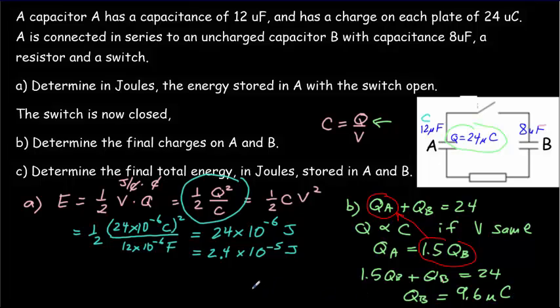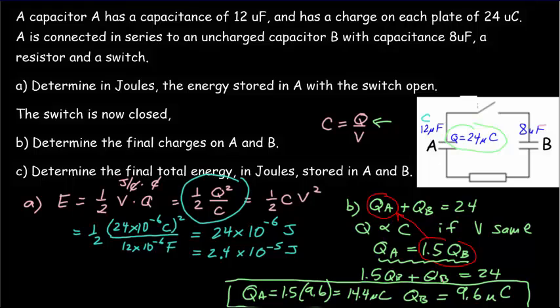And I'm running out of space, but QA from this expression has to equal 1.5 times QB, which is 9.6. So we're going to get QA equal to 14.4 microcoulombs. So there's the answer to part B.